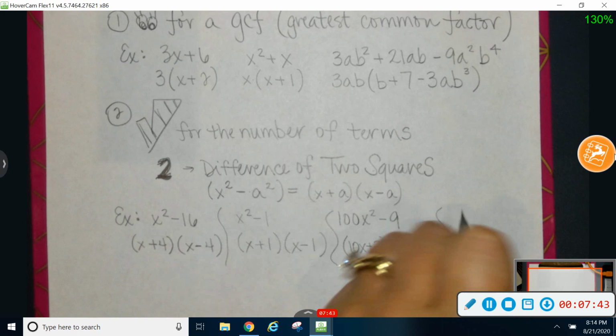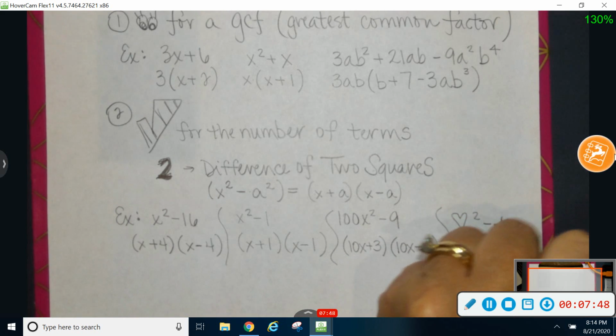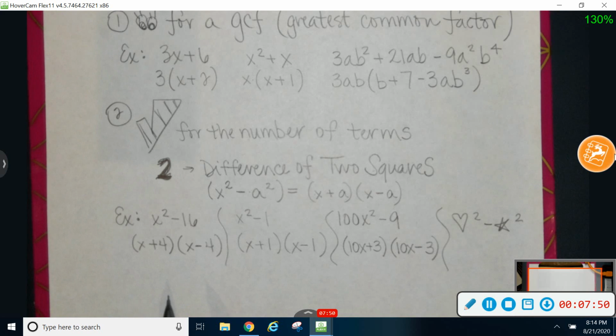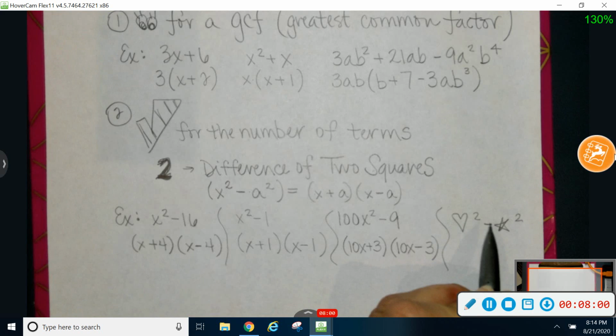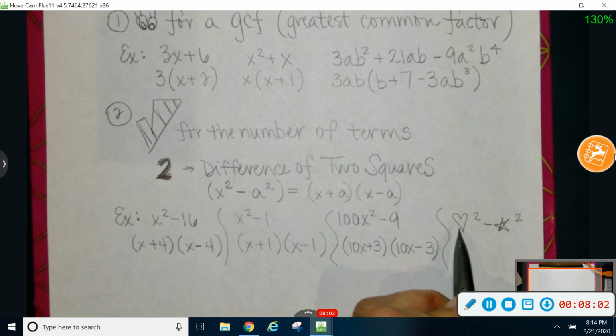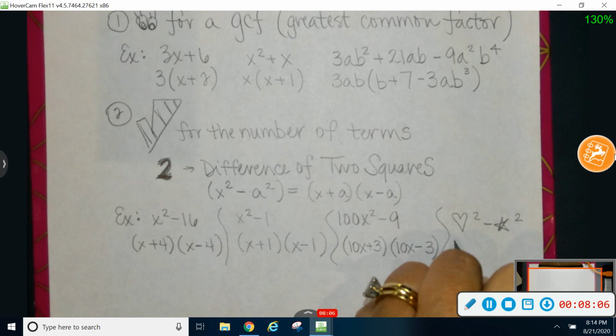Let's see if we can squeeze one more in here. What about heart squared minus star squared? Heart squared minus star squared. GCF? No, nothing that heart and star share. How many terms? 2. Are they perfect squares? Why, yes, they are. And is it a difference? Yes, I have that subtraction sign.